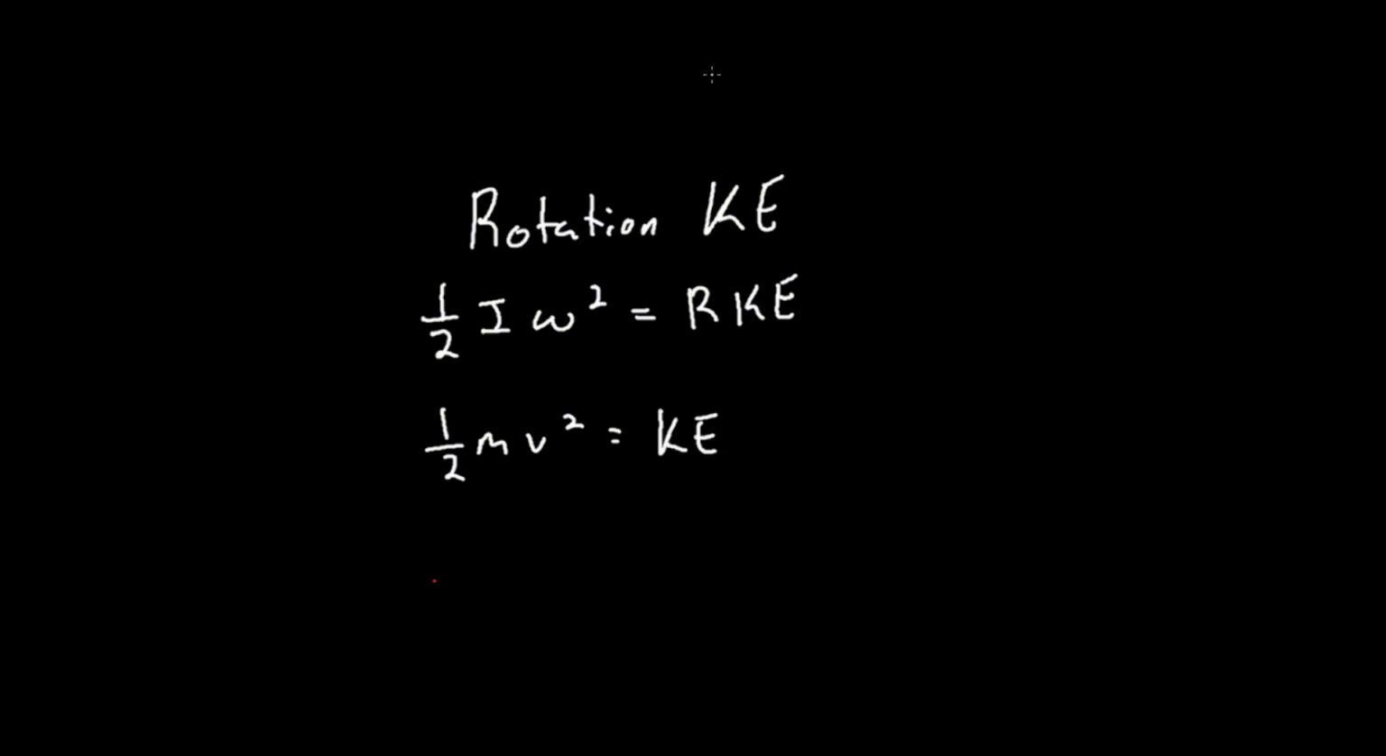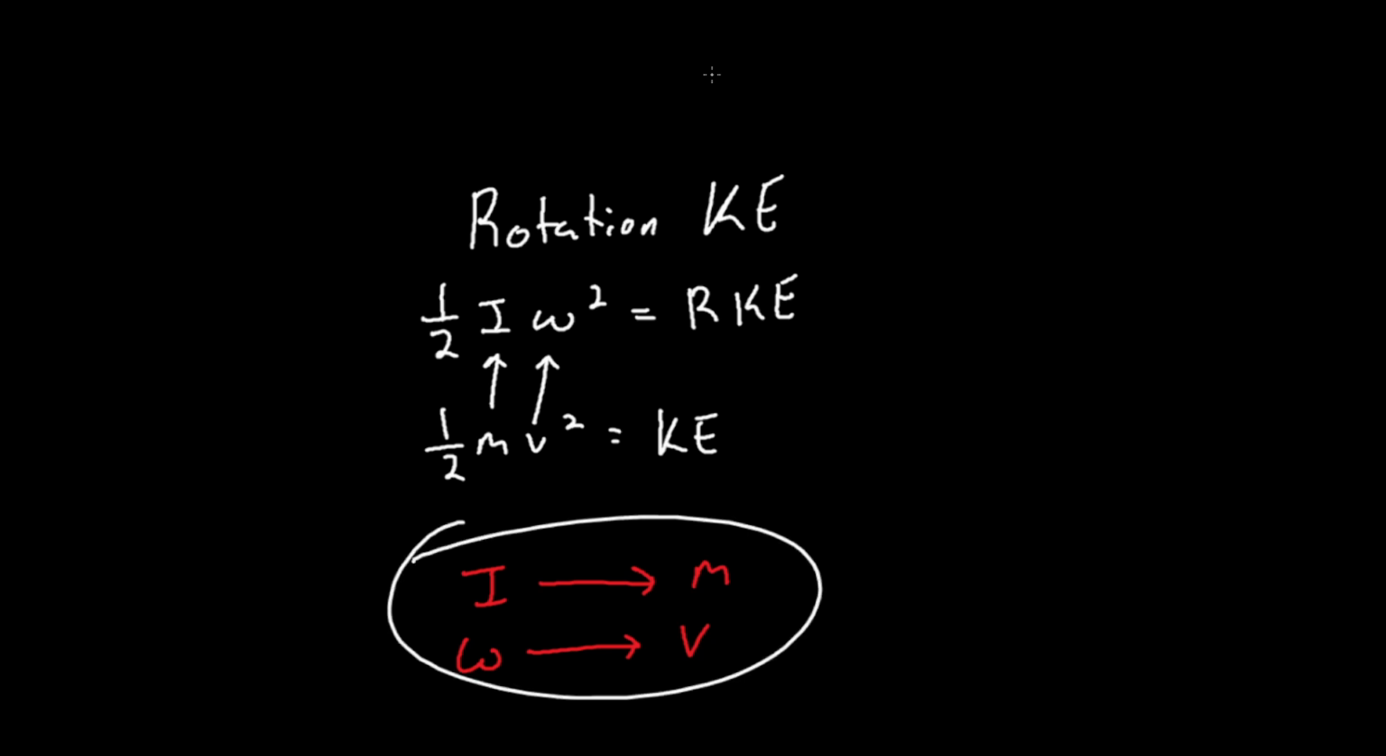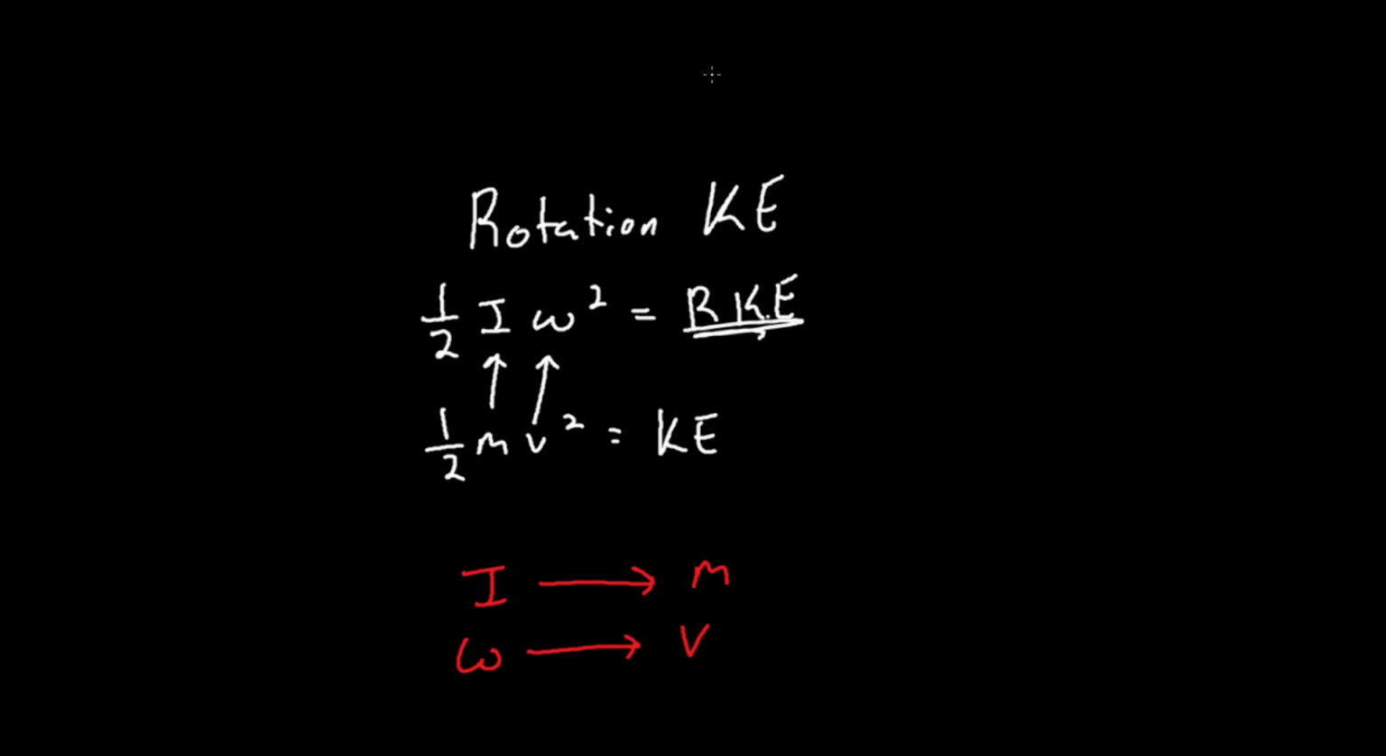So, as I've said, moment of inertia sort of represents mass in rotational systems, and angular velocity sort of represents velocity in angular motion. So all you have to do is interchange the rotational variables and the linear variables, and boom, you get your rotational kinetic energy formula. And all the units work out as well. In the end, your kinetic energy unit will be joules still.